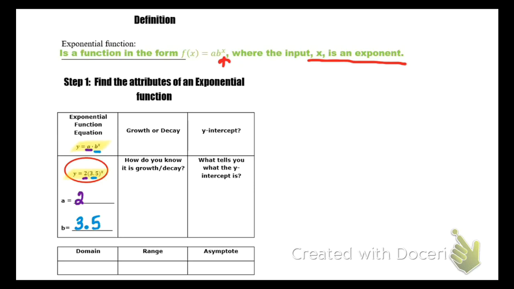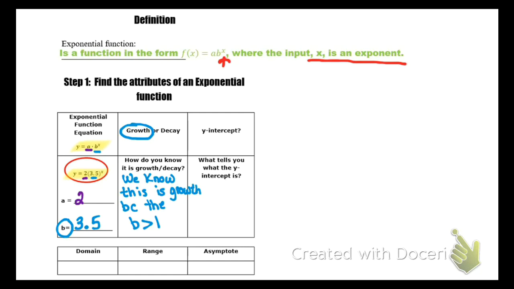Now, our next question is, is this a growth or a decay? Well, looking at our a value and our b value, I know that this is a growth. And the reason I know that this is a growth is because of my base. So here where it says, how do you know it is a growth or a decay? We're going to say that we know it is a growth because our base is greater than 1. So that's how I know I have a growth function in this situation.